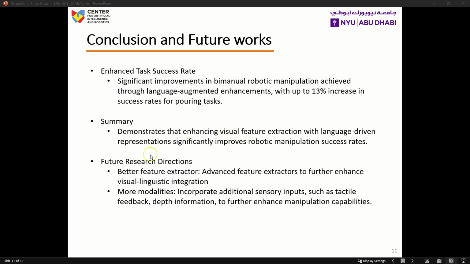In terms of future research directions, the first one would be to develop better feature extractors to further improve visual-linguistic integration for even more precise robotic perception. The second one would be to include more modalities in addition to language and images, such as tactile feedback and depth information, which could lead to even better performance. Moving forward, these improvements will help make robotic systems more adaptive, efficient, and capable of handling real-world tasks with greater precision.